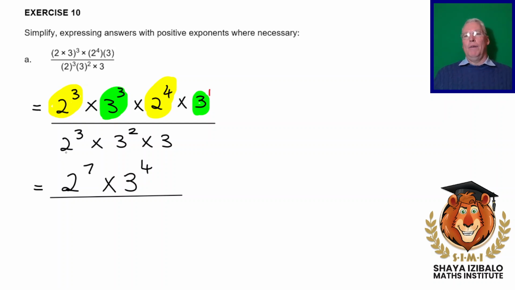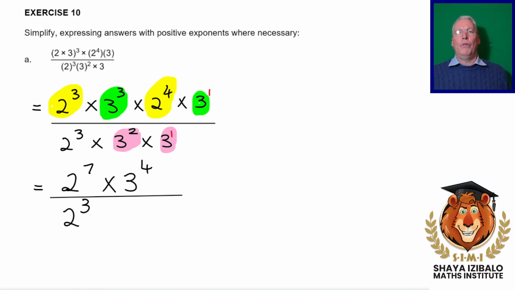Okay, on the bottom, this is on its own. It's the only one with 2s in, so let's leave that. Let's look at these two. We've got 3 squared and we've got 3. And again, this 3 has actually got a 1 on it. So how many 3s are there on the bottom? Well, altogether there are 3 3s multiplying together. And the shorthand for that is 3 cubed.